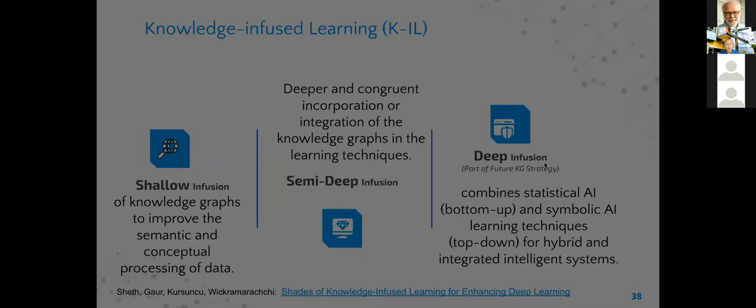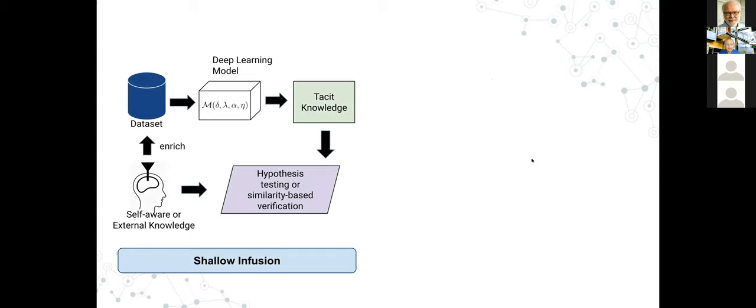Basically, the shallow infusion is about adding the self-aware external knowledge to the input. So you can see here on the left-hand side, you are adding that. And typically, it is about creating knowledge graph embedding. That's a reasonably well understood thing.